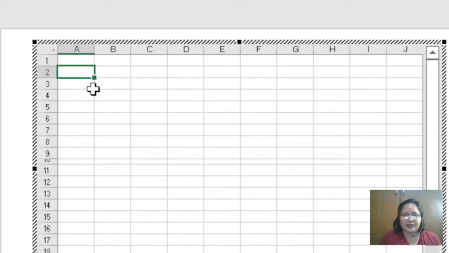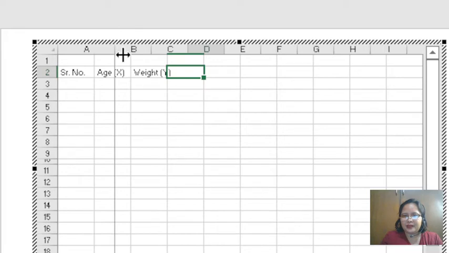So let's start. Let's write this one, the number. Let's copy, and the age would be the x, right? Okay, age, and this is the x, while the weight is the y variable. Okay.